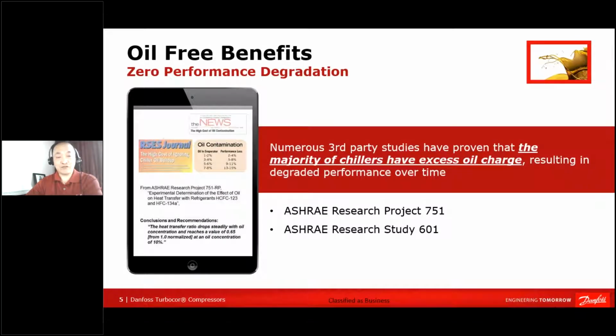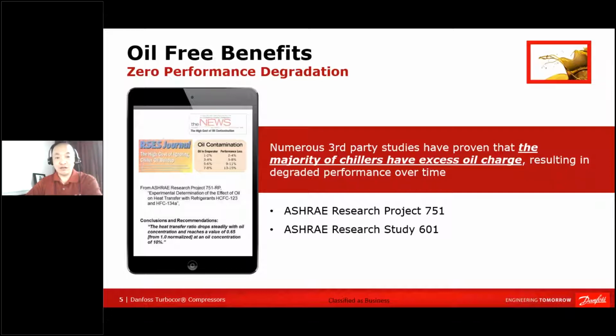So probably the first key benefit that you get with oil-free compressors is simply that oil is removed from your chiller system. And by doing that, that really gives you the best possible performance for your chiller system. Oil really serves no purpose in your chiller other than to lubricate the bearings. Aside from that, it really degrades performance, especially heat exchanger performance.